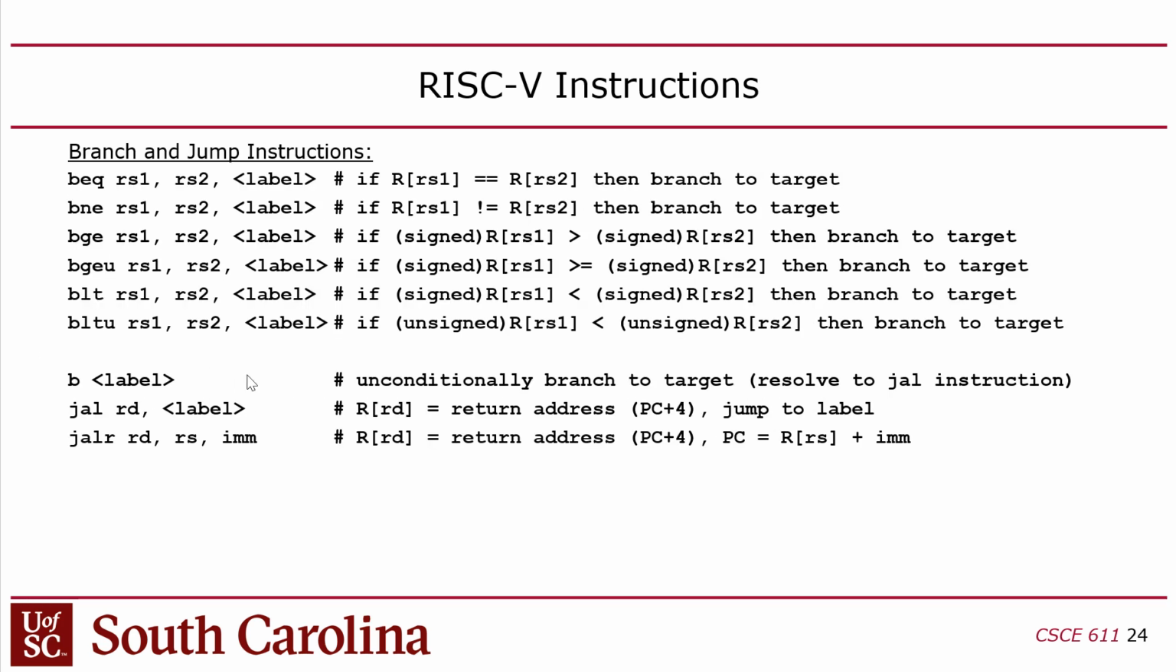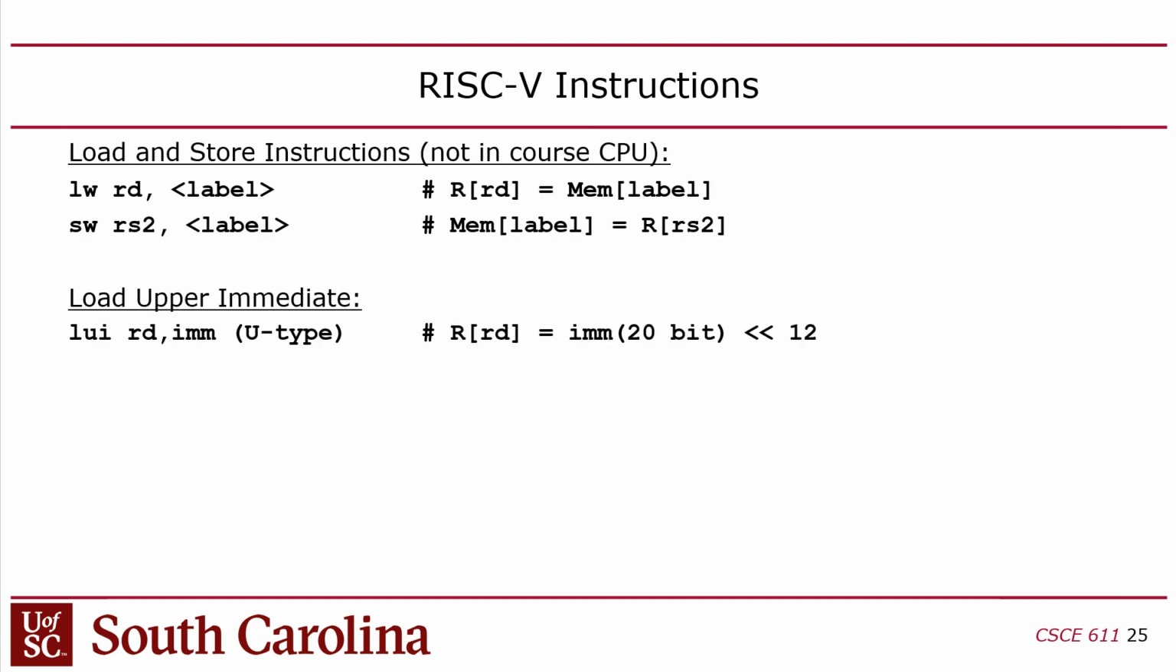In MIPS there was an unconditional jump, the J instruction, which is now replaced by the B instruction, unconditional branch. Note that this is a pseudo instruction that actually maps to the JL instruction. So B is not even a real instruction, but if you implement the JL in your CPU, then you will effectively be able to use the B instruction on your CPU.